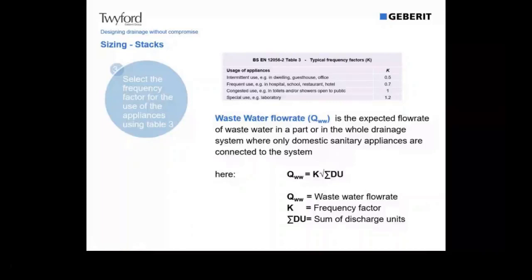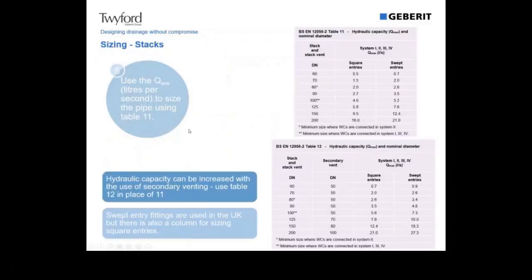So basically the wastewater flow rate, which is the QWW, is the expected flow rate of the waste, which is calculated as the frequency factor taking the square root of the sum of the discharge units, multiplied by the frequency factor, and that gives us our requirement. So working through a quick example, you'll all have sort of looked at these sorts of things before. We then take that QWW figure and then put it into typically a swept entry or a square entry. In the UK, it will always be a swept entry. And that will give us the size of the stack that we require in order for that discharge to go into. Now you've got table 11 and table 12.